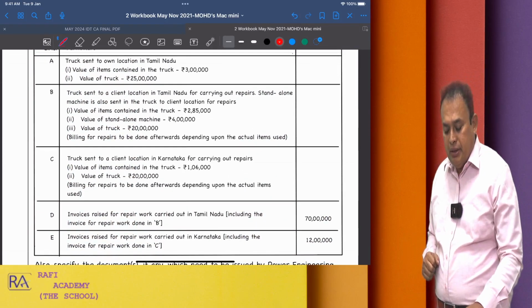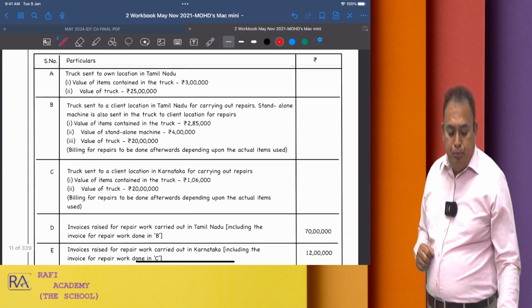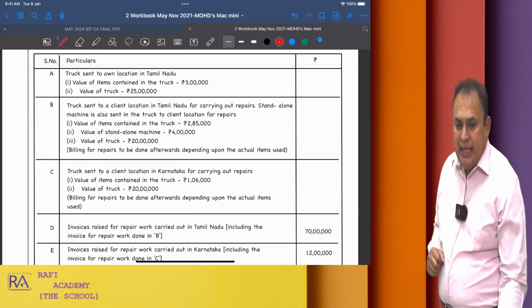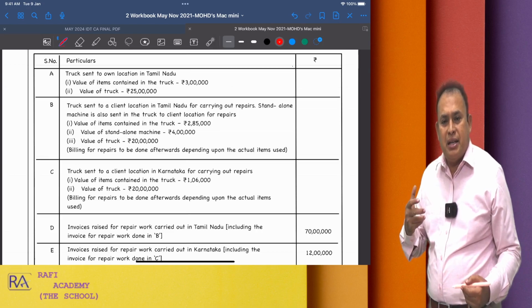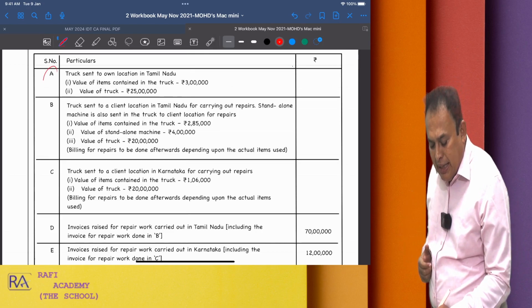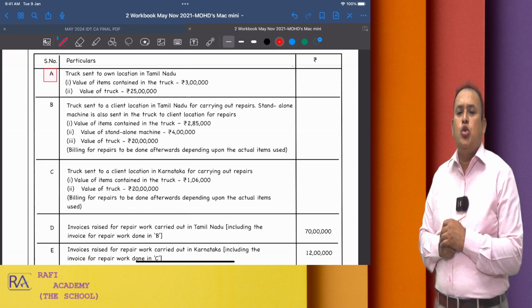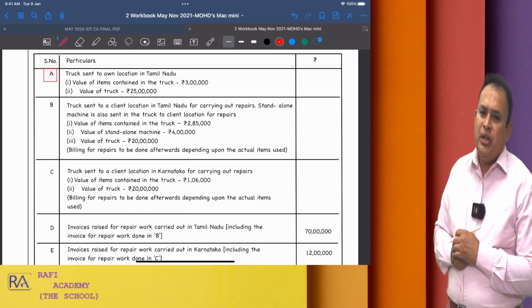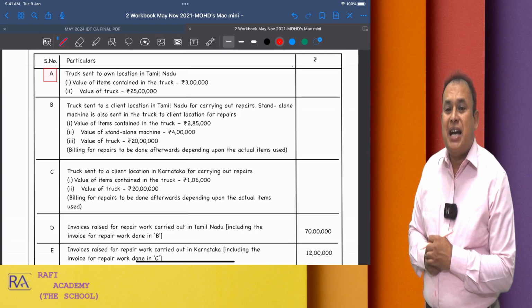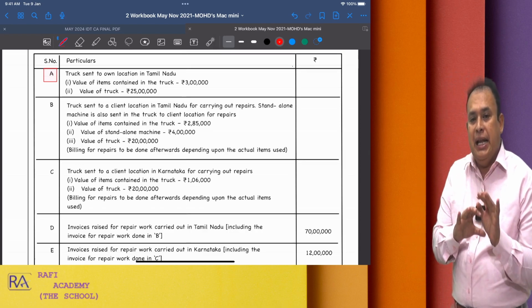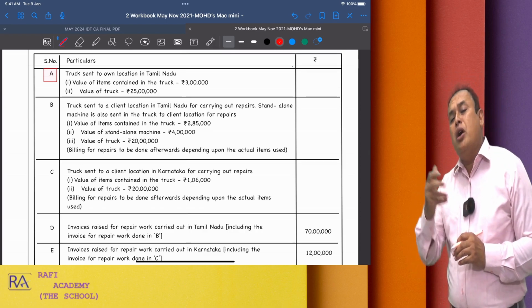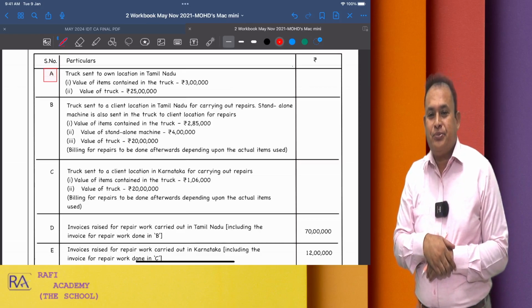Referring here, there are A, B, C, D, E points given. Referring to point number A: truck sent to own location in Tamil Nadu. Value of items contained in the truck: 3 lakh. The value of the truck is 25 lakhs.